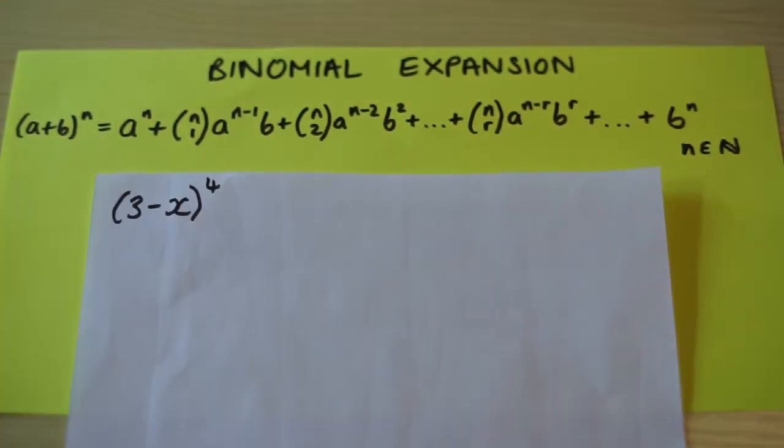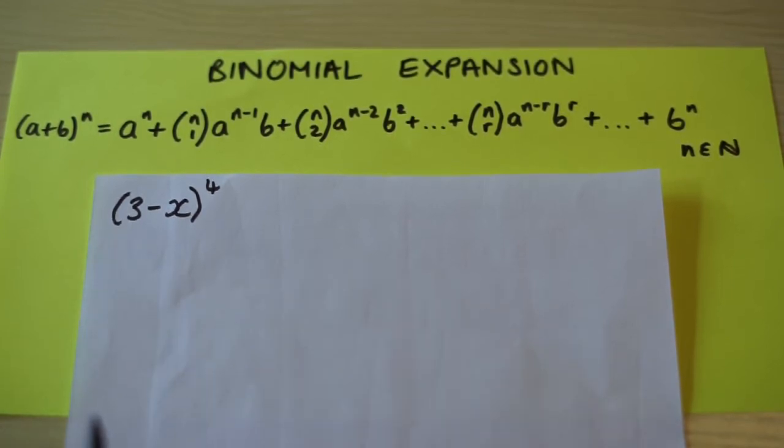Okay, so here we have the second example that we're going to go through today. We can see that the a term is now 3 and the b term is minus x.